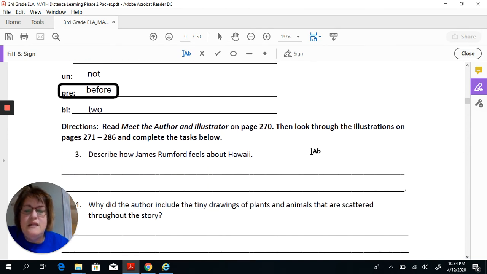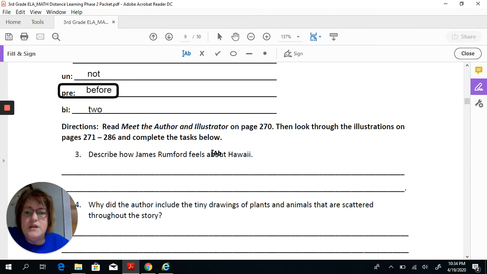Okay, and then your next set of directions is to read Meet the Author and Illustrator on page 270. Then look through the illustrations on pages 271 through 286 and complete the task below. Boys and girls, here you're basically taking a picture walk through the story before you actually read the story.